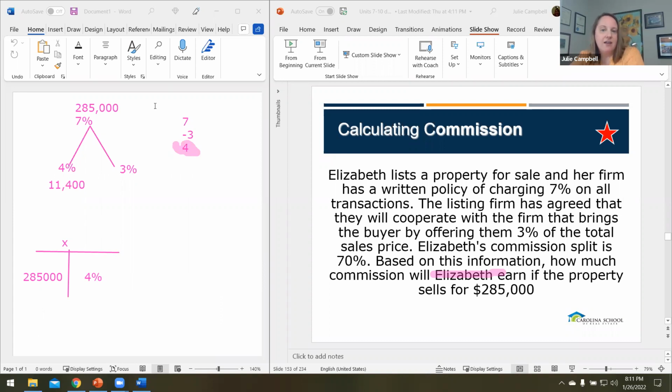Now we're going to take that and split it between the firm and Elizabeth. So if Elizabeth gets 70% of the side, then the firm gets 30% of the side. Everybody with me? So we took the side's commission, and now we're going to split it between the firm and Elizabeth, caring specifically about Elizabeth. So the side's commission is $11,400. Elizabeth gets 70%. So what is Elizabeth's commission?